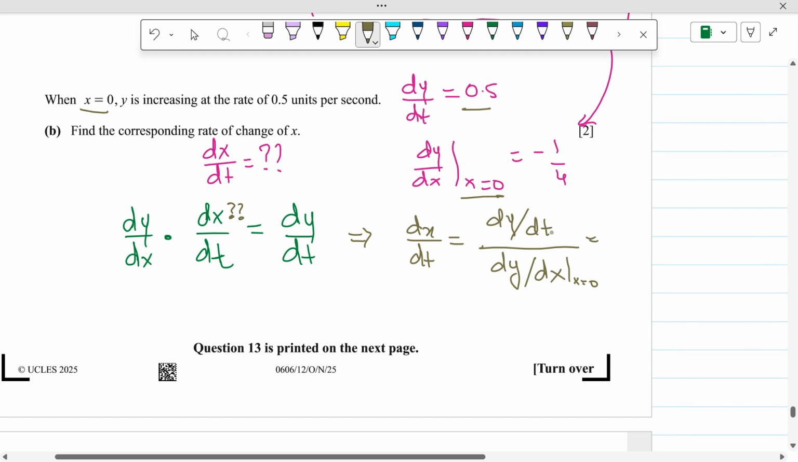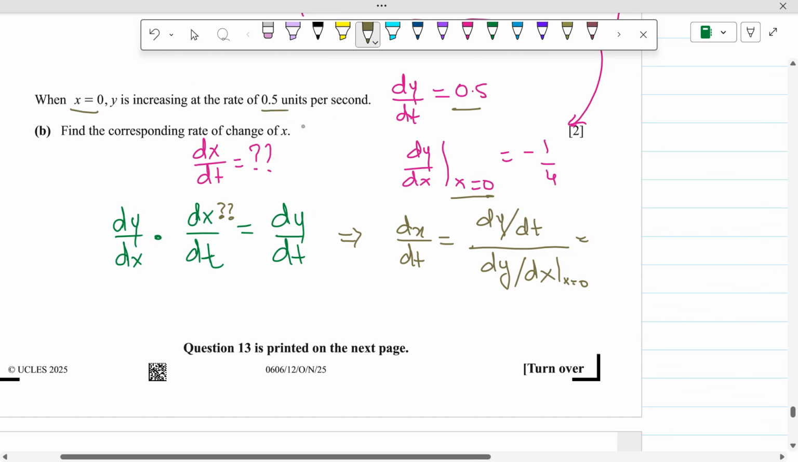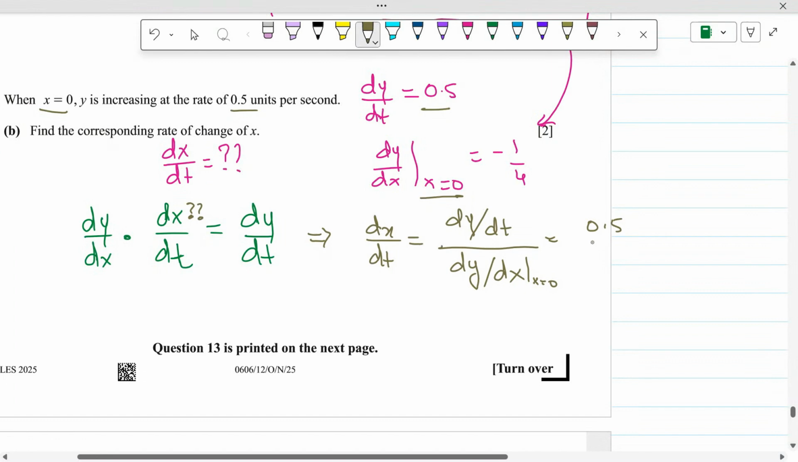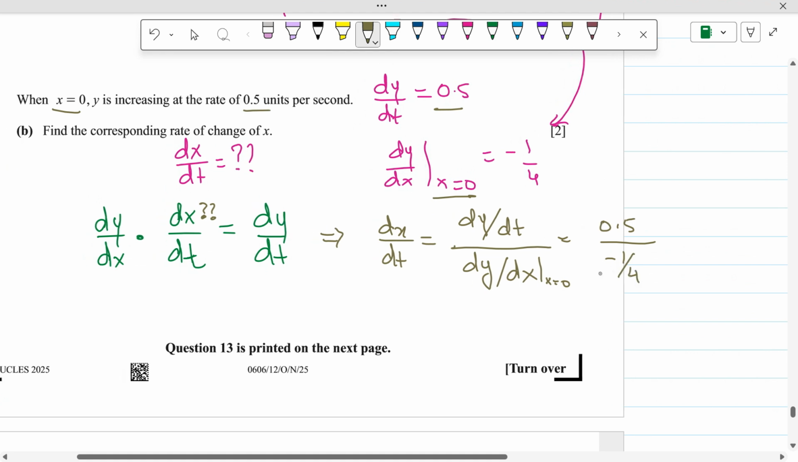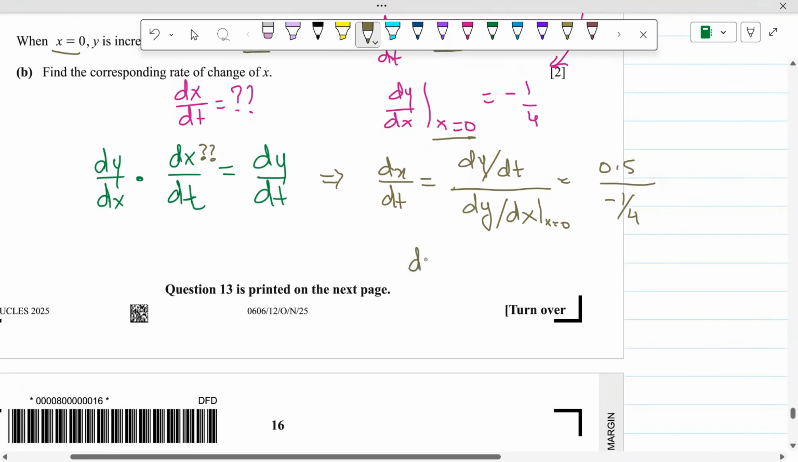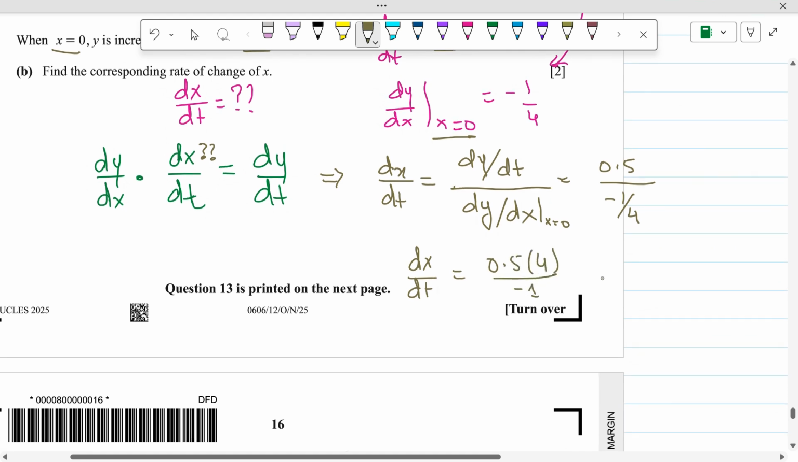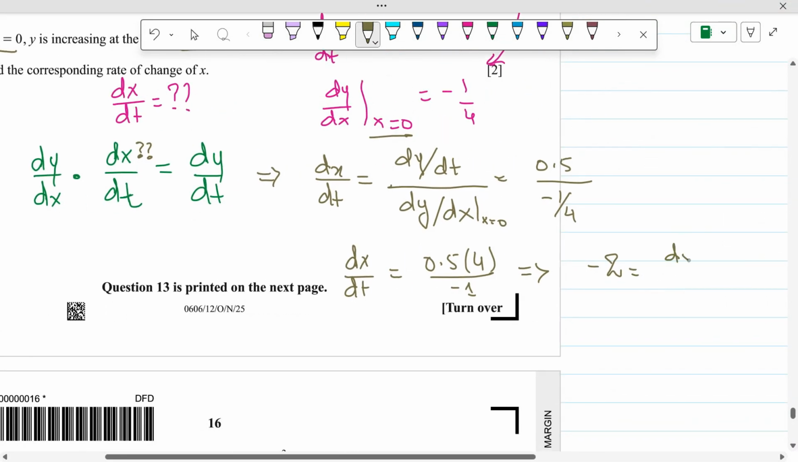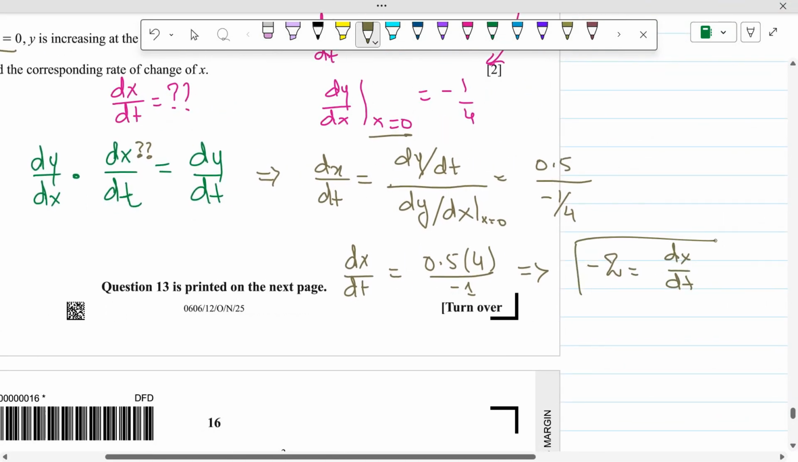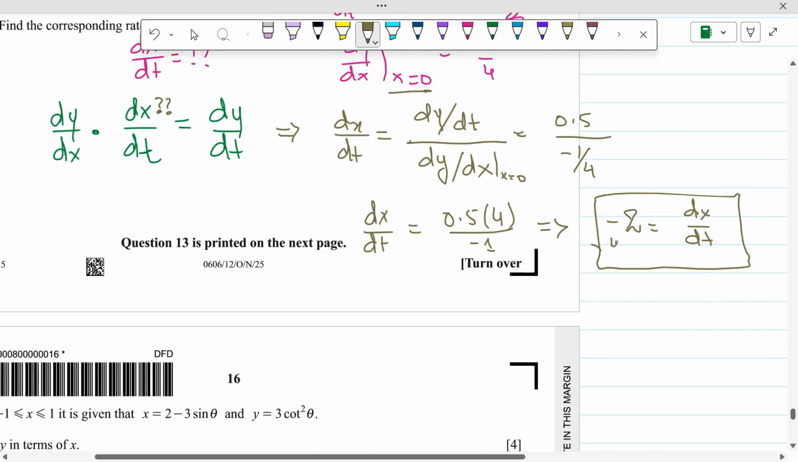We know that dy over dt at x equal to 0 is given, which is 0.5, so 0.5 over dy over dx at x equal to 0, which is negative 1 over 4. So dx over dt is equal to 0.5 times 4 over negative 1, or you can say that this one is negative 2, which is dx over dt. This one is also in units per second.